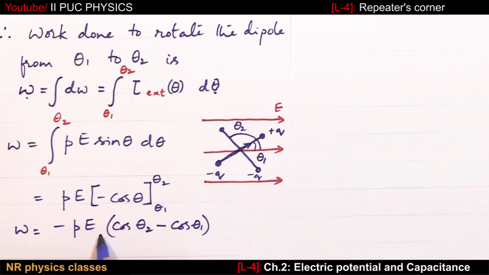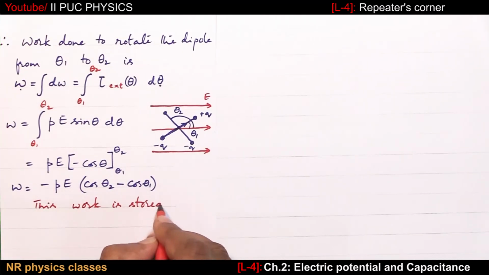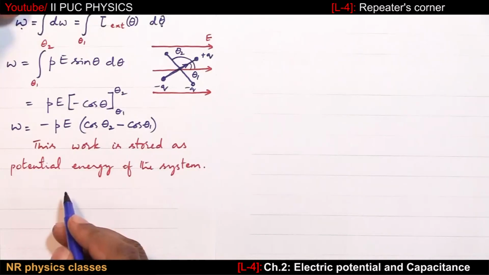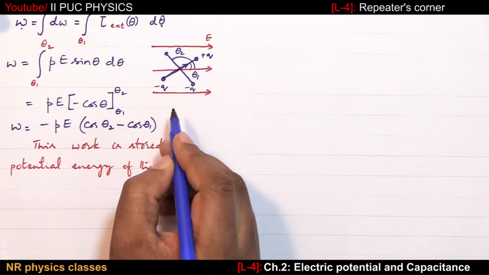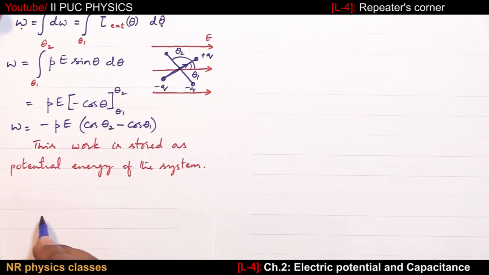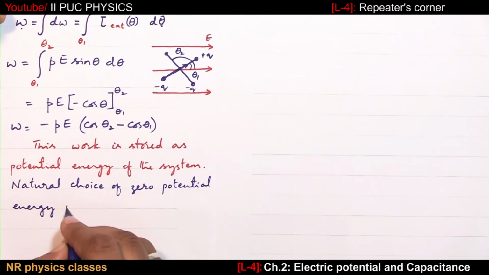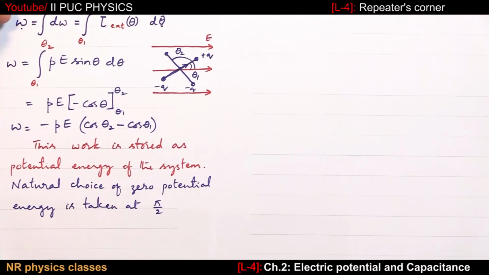So this work done is stored in the dipole as potential energy. This work is stored as potential energy of the system. Natural choice of zero potential energy is taken at theta equal to pi by 2. Okay, we will understand that now. Natural choice of zero potential energy is taken at pi by 2.